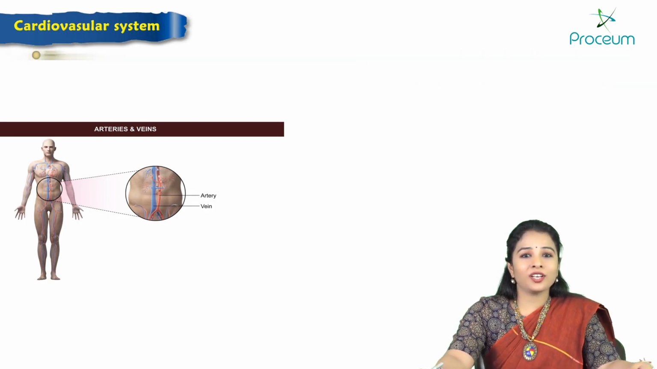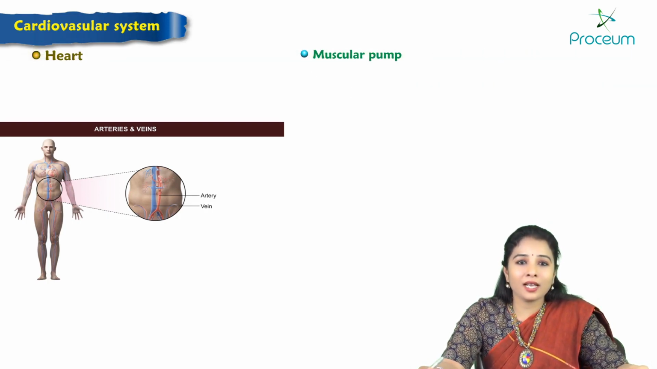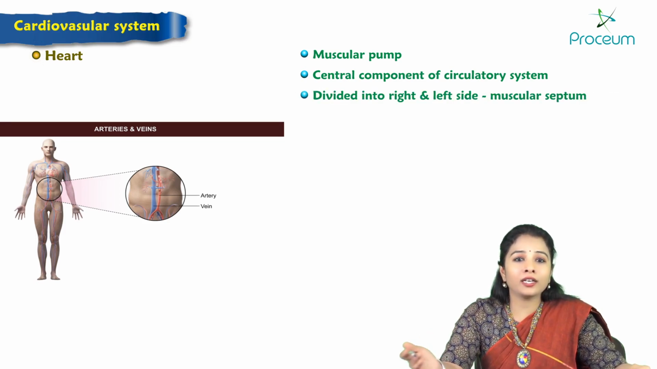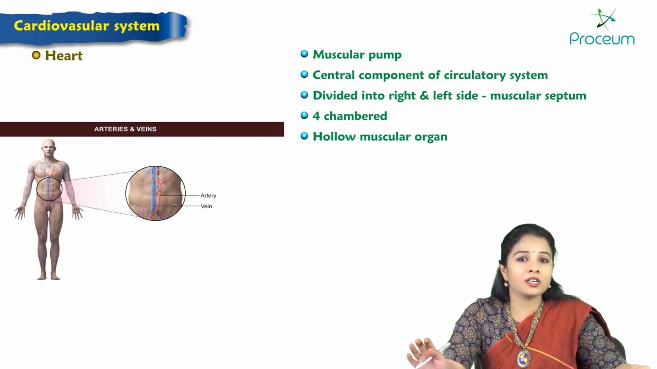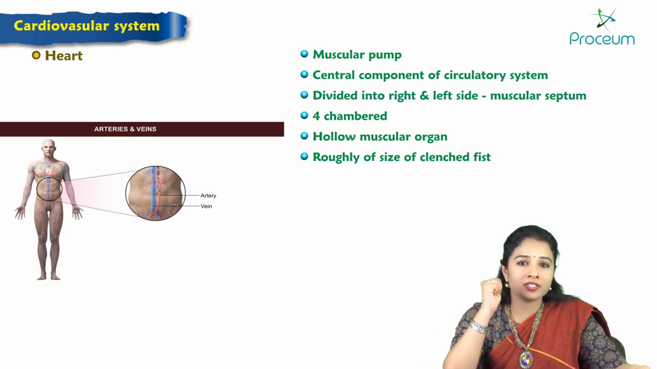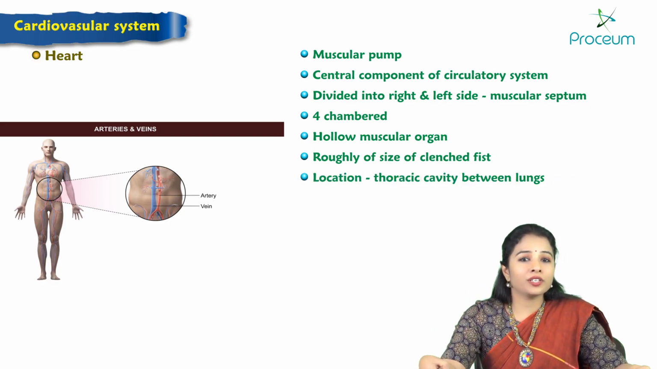So let's talk about the heart. Heart is a muscular pump, which is the central component of circulatory system. It is the chief component of circulatory system. It is divided into right and left sides by a muscular septum. Human heart has got 4 chambers. So it is a 4-chambered hollow muscular organ and roughly of the size of a clenched fist. And it is situated in the thoracic cavity between the lungs.